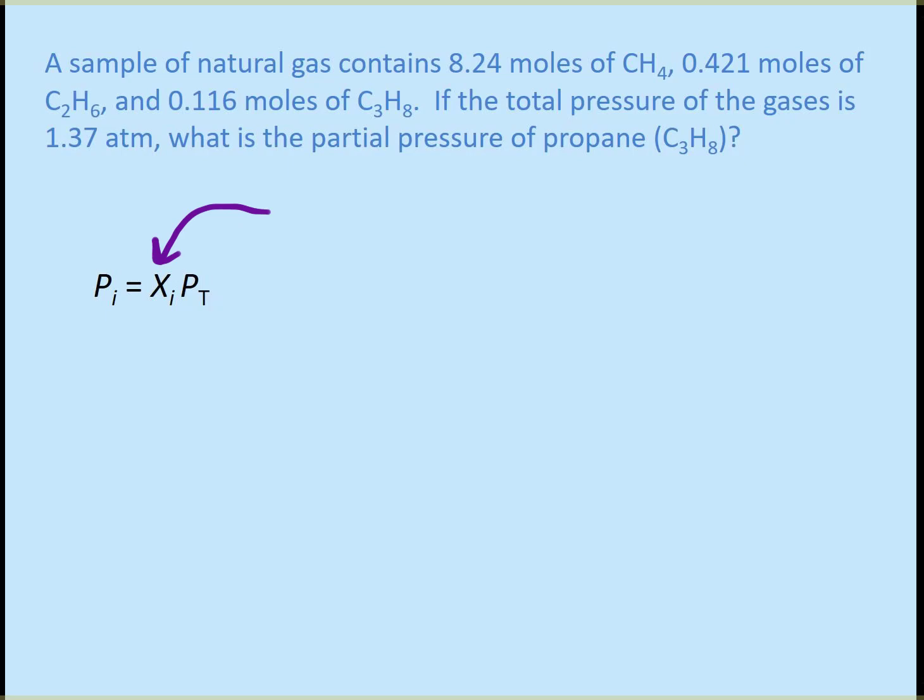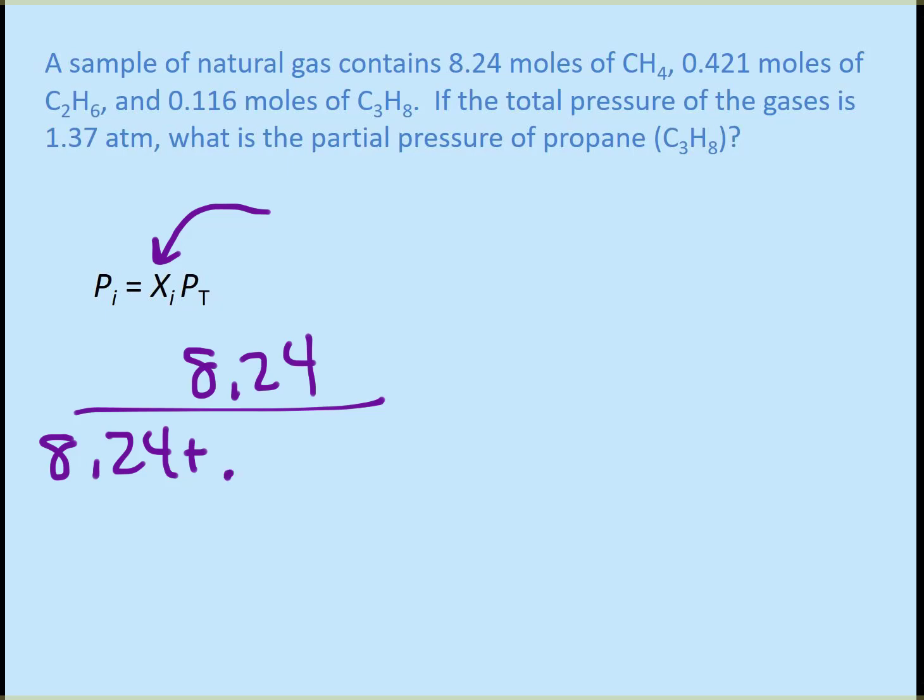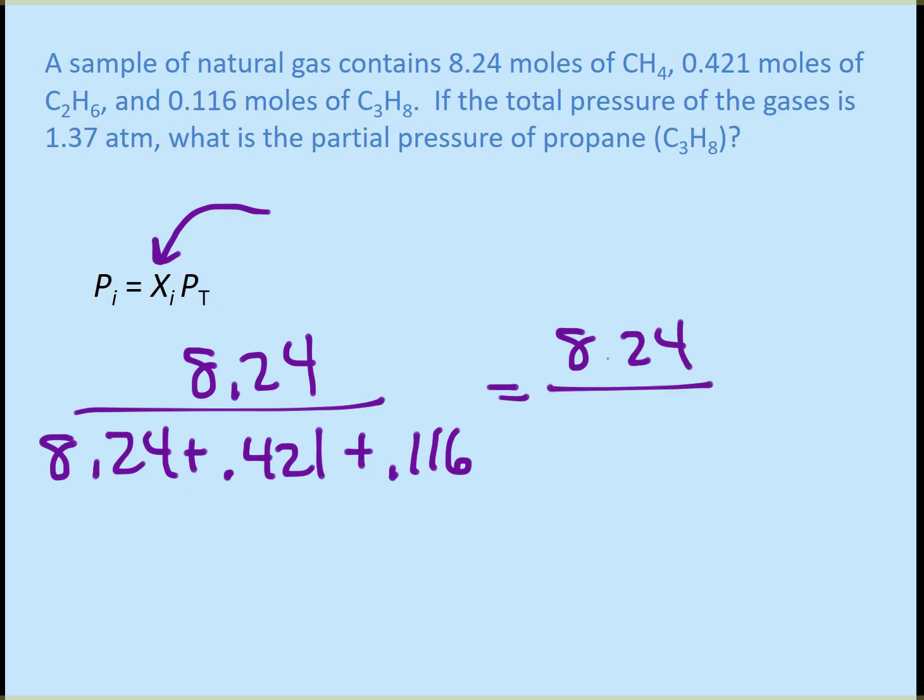So I need to take the moles of just my methane, so the one that I'm interested in, and I'm going to divide it by the total. So the total, you're going to take the methane plus that ethane plus that propane. And when we do this, we get 8.24 over our total, which is 8.777, and we have our fraction as 0.0132. So we're going to put that into this equation that we have up here at the beginning.